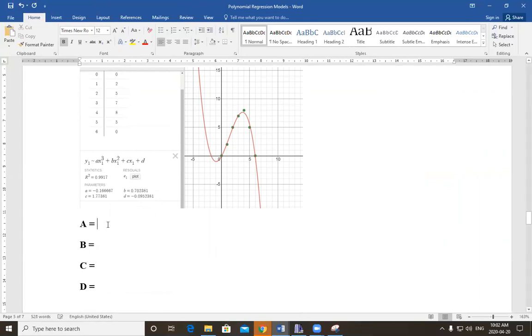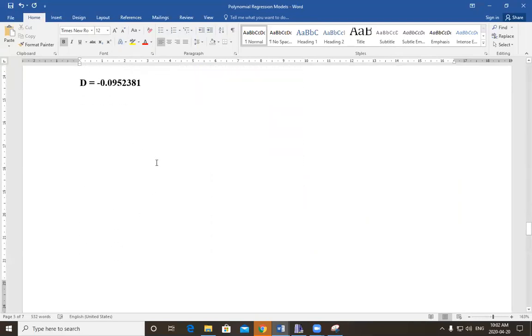So we'll unround them. A is negative 0.16667. The B value is 0.702381. The C value is 1.77381. And the D value is negative 0.095238.